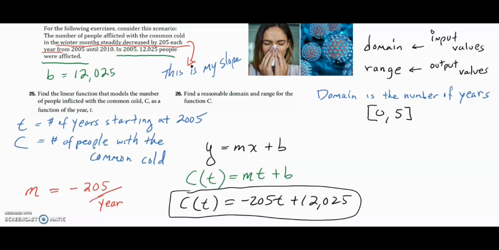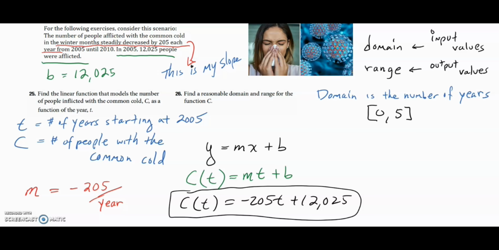Now, what about the range? Well, that must be the output values given the input values. So for me to figure out the range, I have to let t be 0, figure out what that gives me, and then finally let t be 5 and figure out what that gives me, and then write a brand new interval notation. Get ahead of me.